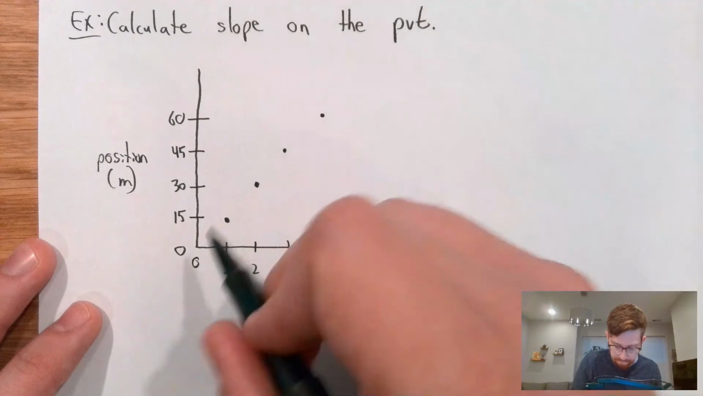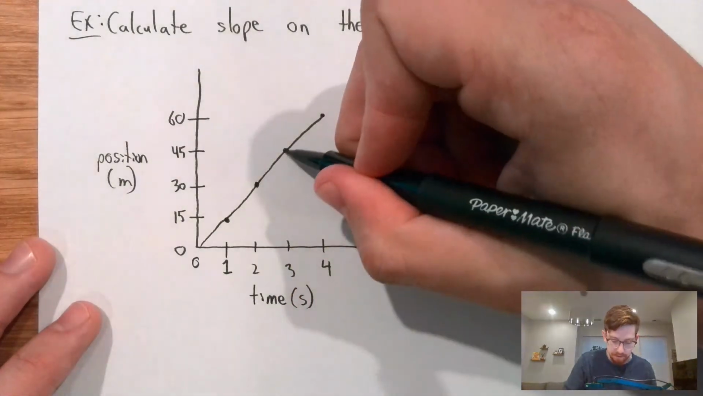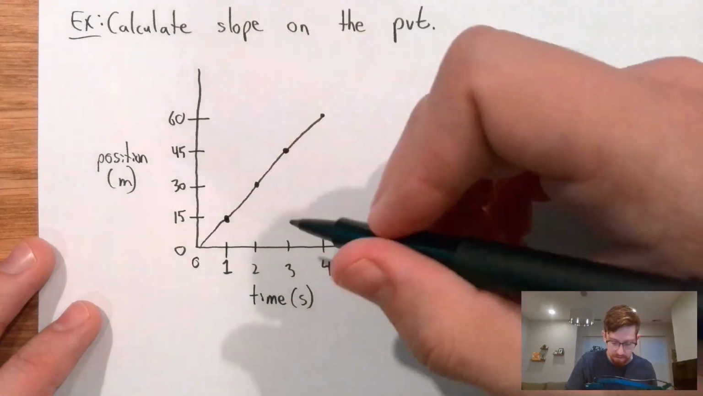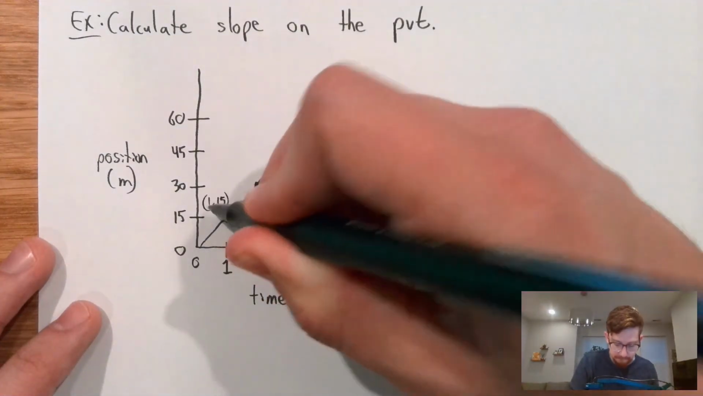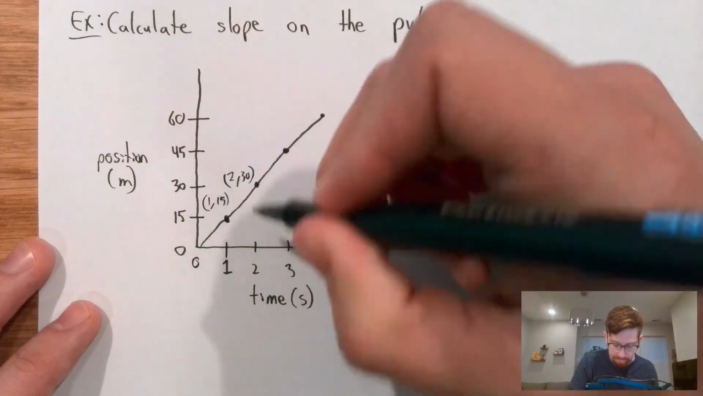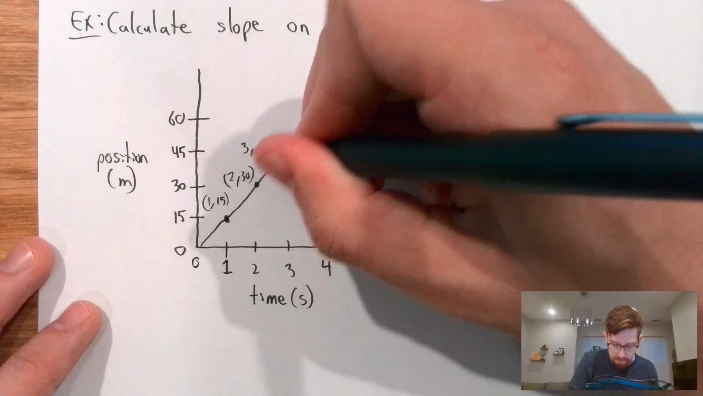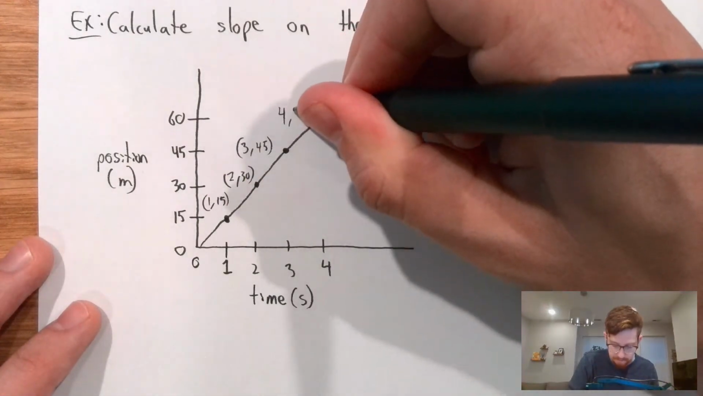4, 60. So there's our points that are given in this problem. This is 1, 15. This is 2, 30. This is 3, 45 and 4, 60.